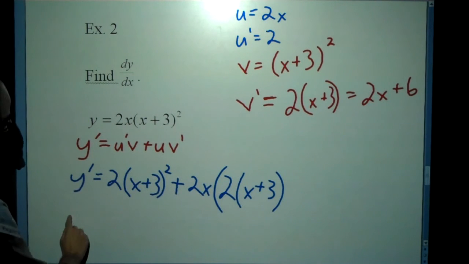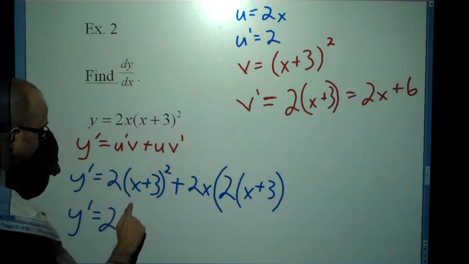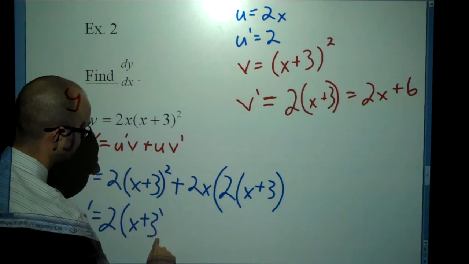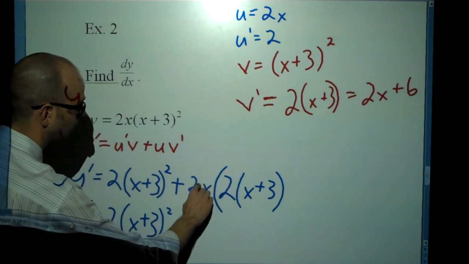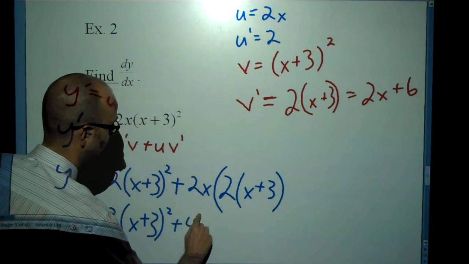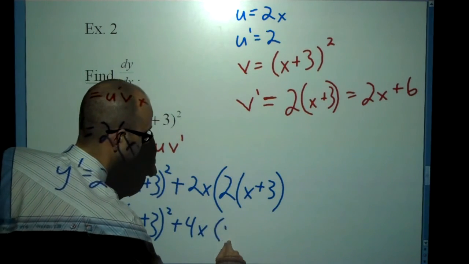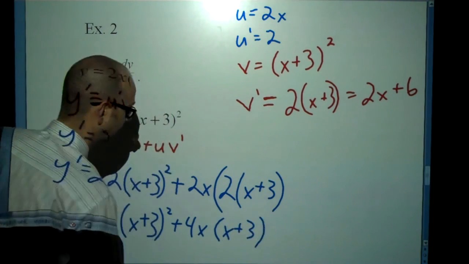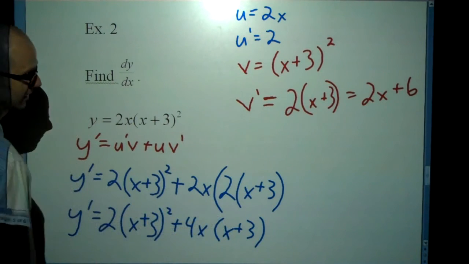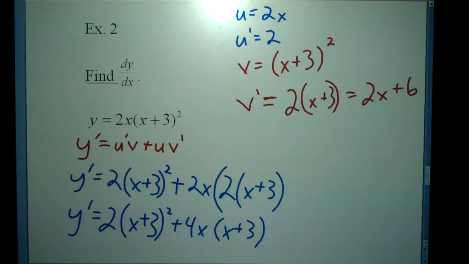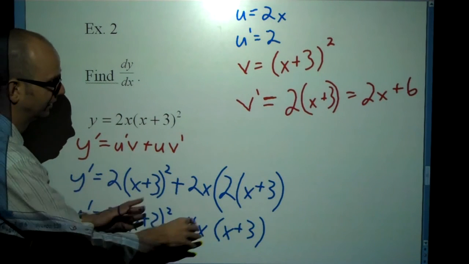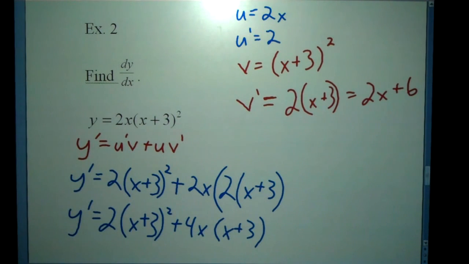Nothing we can really clean up here, so we have y prime is equal to 2 times x plus 3 to the second power. But these I can multiply. 2x times 2 becomes 4x times x plus 3. Again, we could distribute here, 4x times x would give us 4x squared, and 4x times the 3 gives us 12x. But everything else is so nice and neat and factored, I don't know why we'd want to have one part that's all factored beautifully and another part that's all expanded. So I think this is probably the best way to write it.